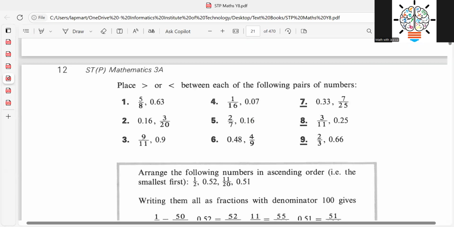So then let's say the first question we have, I ask you to do question 7, 8, 9. And here what we need to do, children, we want to place the greater than or the less than symbol between each of the following pairs of numbers. If you go through each and every question, I'm talking about question number 7, 8, and 9, you can see one is a decimal, the other one is a fraction. You can decide what you are going to do. Either you can convert the decimal into fraction or the fraction into decimal.